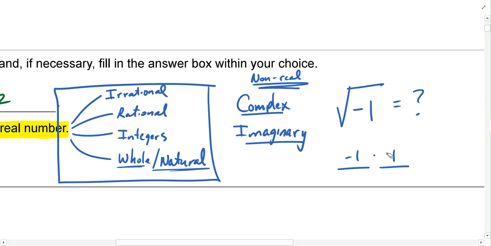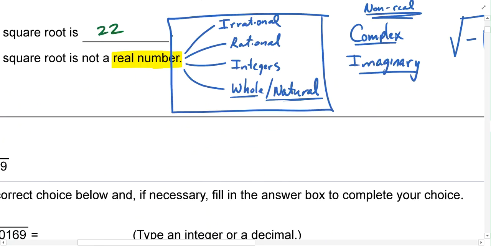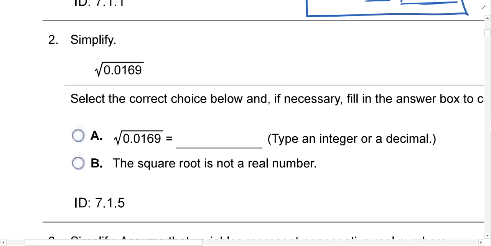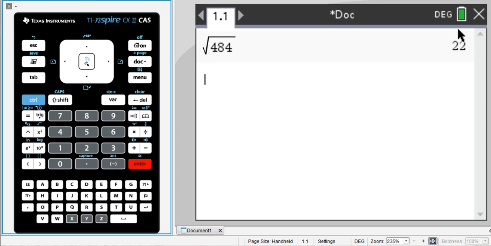We're actually multiplying two different numbers to obtain that result. So when we encounter this square root of negative 1, that's what produces these complex or imaginary number solutions. So let's try the calculator on this second example. I'm a little bit nervous because decimals are involved, but let's just see what we get.